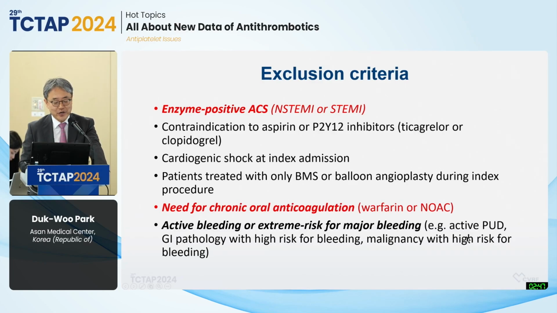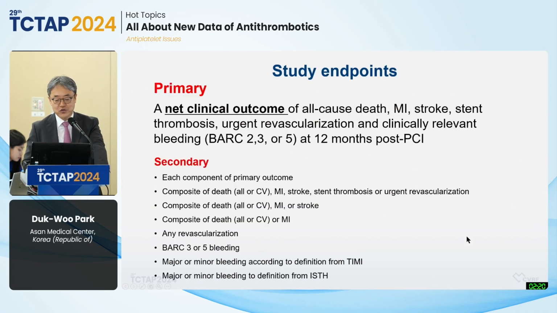For exclusion criteria, we excluded enzyme-positive ACS, non-STEMI or STEMI. This population absolutely requires standard-dose ticagrelor, which is the main reason we exclude them. Also, we excluded patients needing chronic oral anticoagulation like warfarin or DOAC, and active bleeding or extreme risk for major bleeding was also excluded.